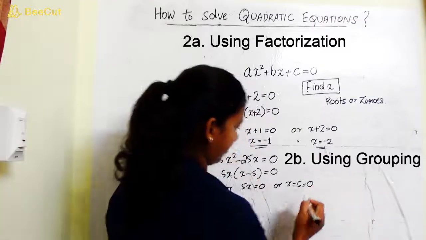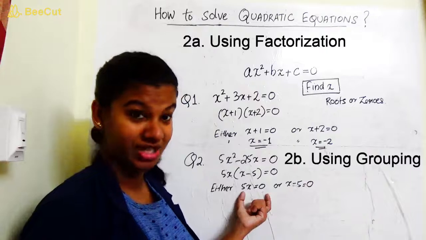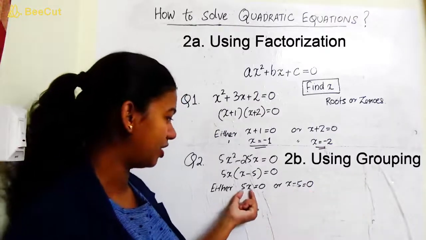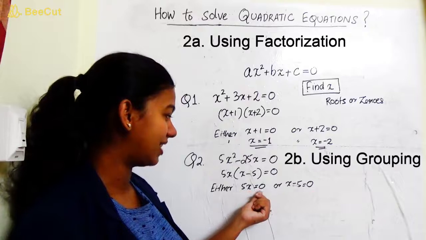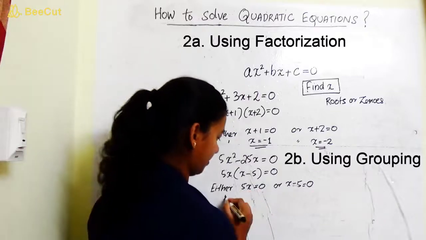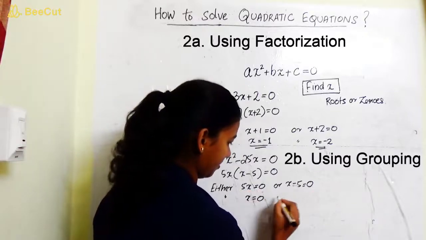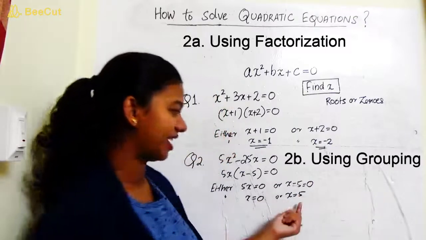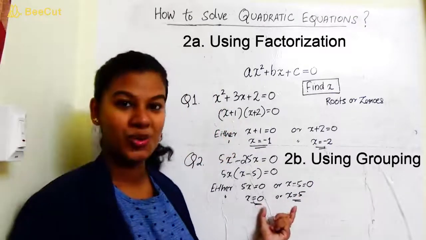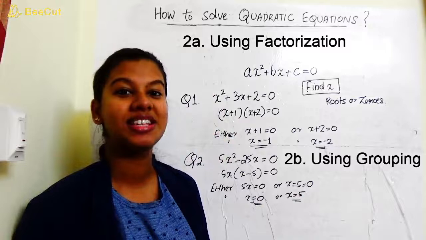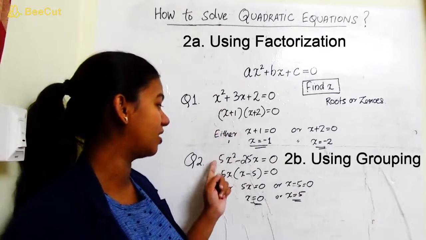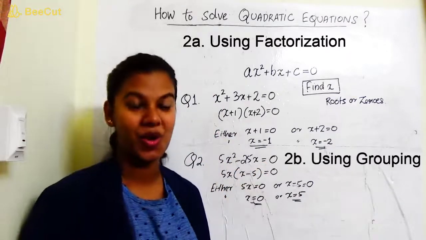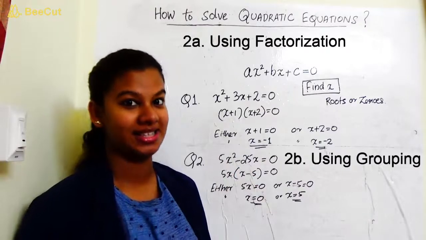So either 5x equal to 0 or x minus 5 equal to 0, which means that x equal to 0, or x equal to 5. So these two are the roots or the zeros of the quadratic equation 5x square minus 25x equal to 0. Okay, so let's see another example.